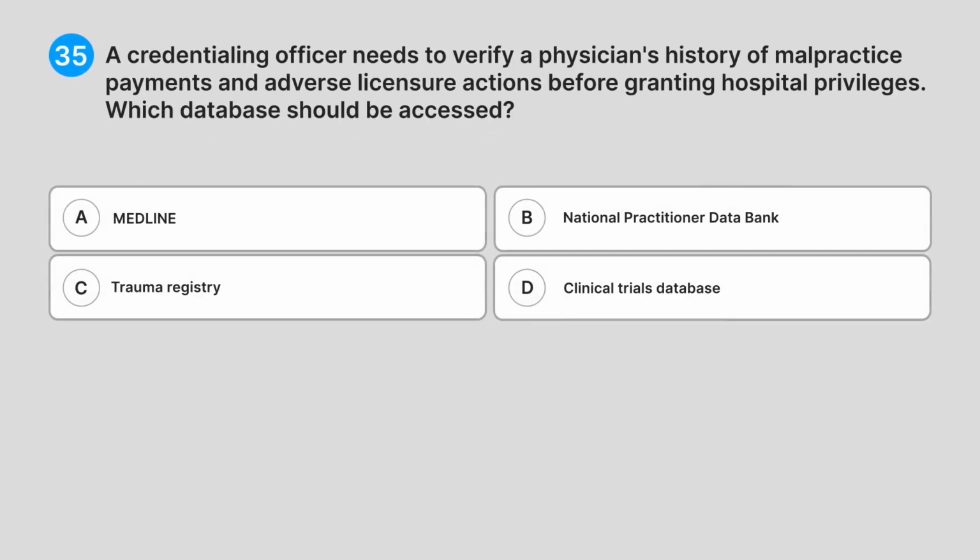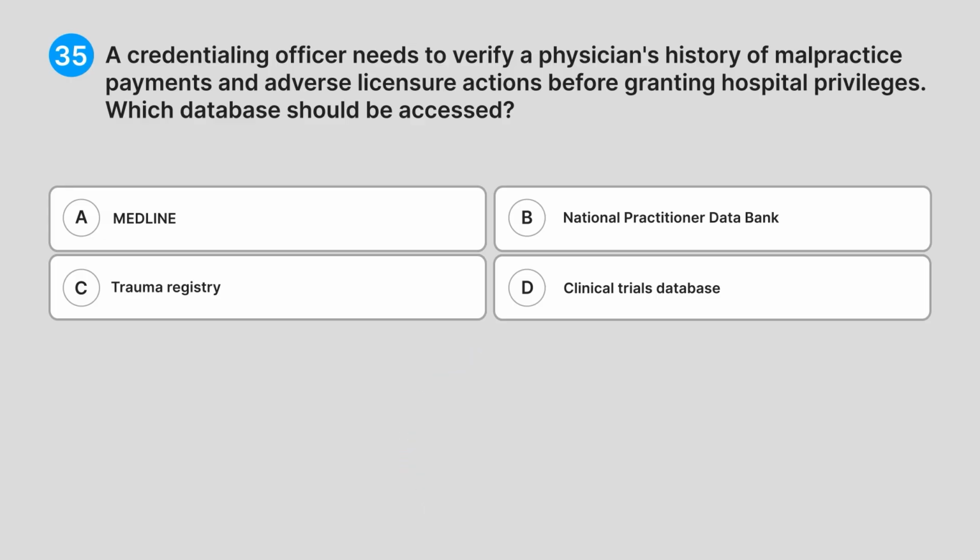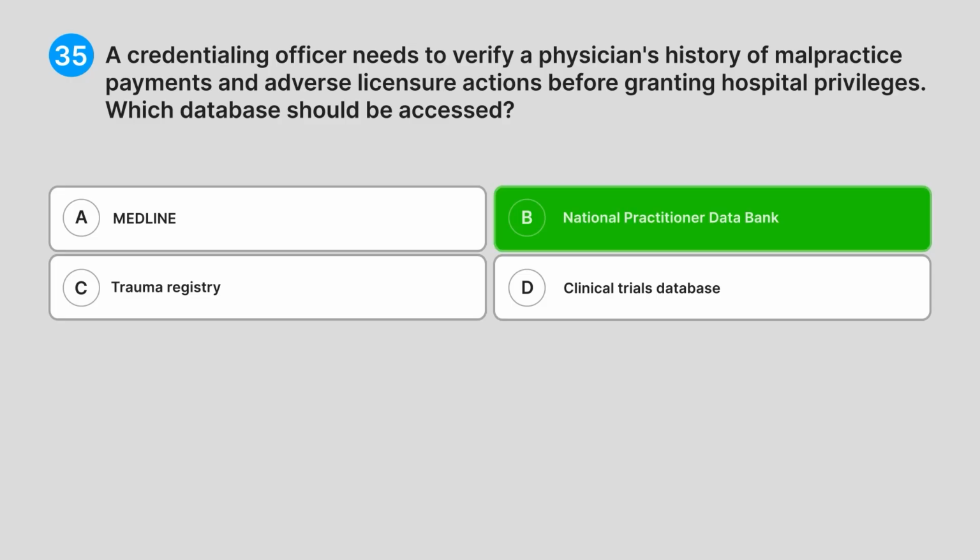35. A credentialing officer needs to verify a physician's history of malpractice payments and adverse licensure actions before granting hospital privileges. Which database should be accessed? A. Medline. B. National Practitioner Data Bank. C. Trauma Registry. D. Clinical Trials Database. Can you guess the answer? Correct answer, B. National Practitioner Data Bank.